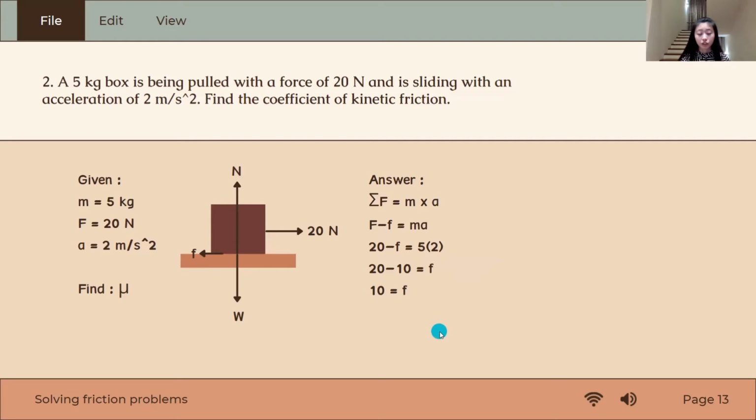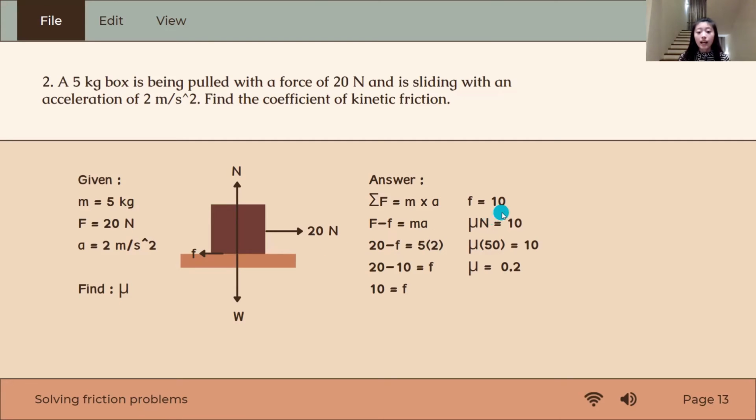But this is just the frictional force. We need to know the coefficient of friction. So if you already know the frictional force is 10, keep in mind that F equals mu times N. Mu times N is 50. Maybe you're wondering why it is 50.